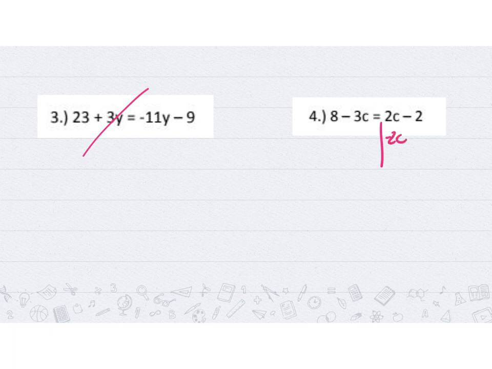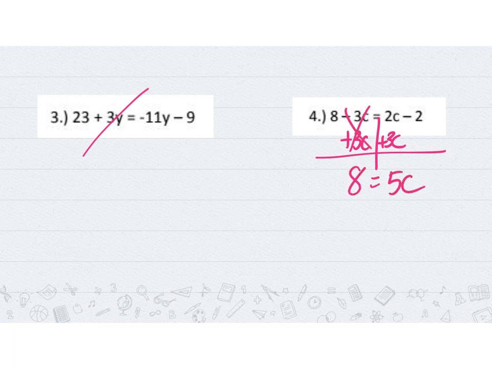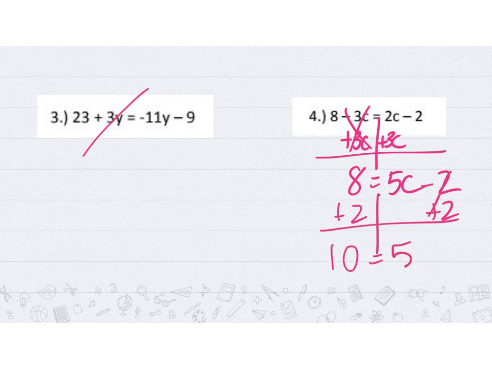So I'm going to subtract 2c. Actually, I'm going to add 3c because I want a positive. So add 3c. Those go away. You get 8 is equal to 5c minus 2. Add 2. Remember to get rid of that constant. 10 is equal to 5c. Divide by 5, and c is equal to 2.